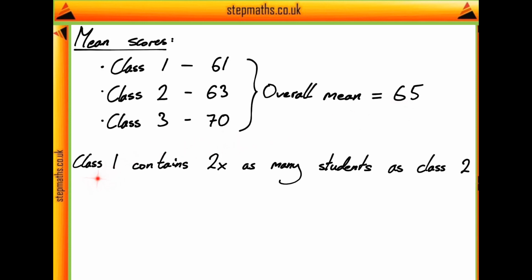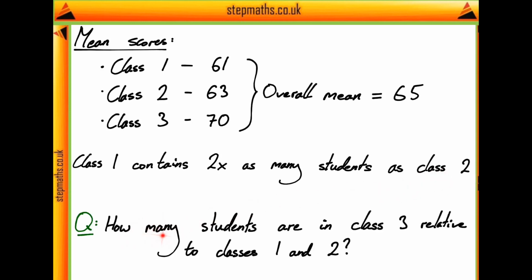Then the final thing the question tells us is that class 1 contains twice as many students as class 2. So what the question asks us to do is find how many students are in class 3 relative to 1 and 2. So if you'd like to have a go at this question yourself, then please pause the video now. Otherwise, let's have a go at it together.